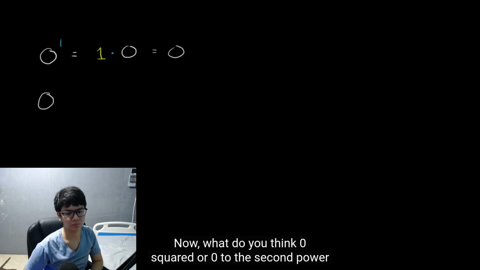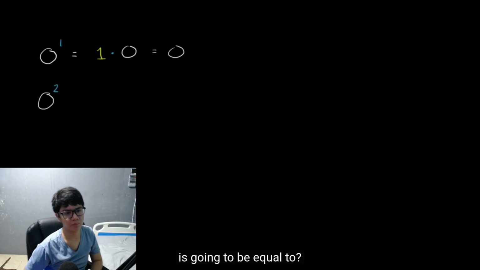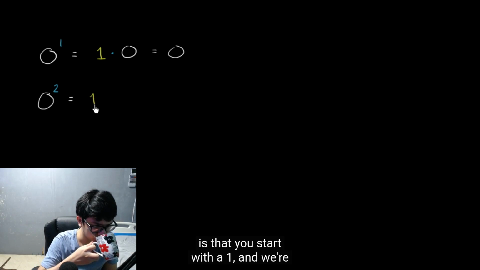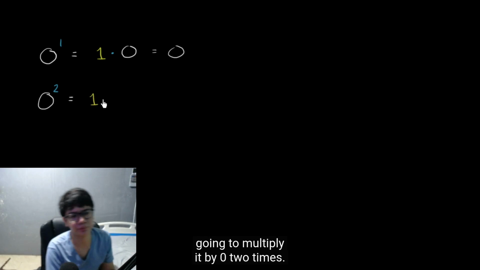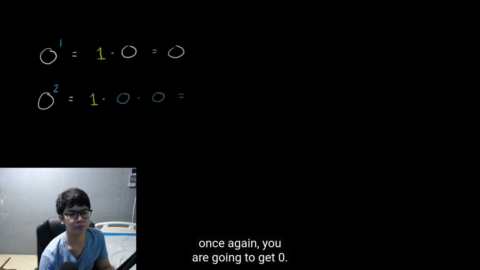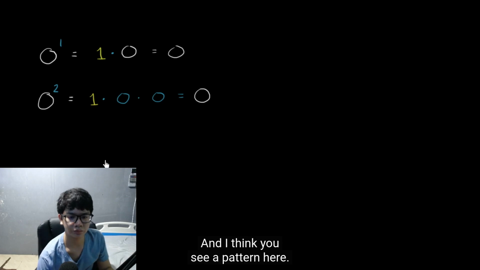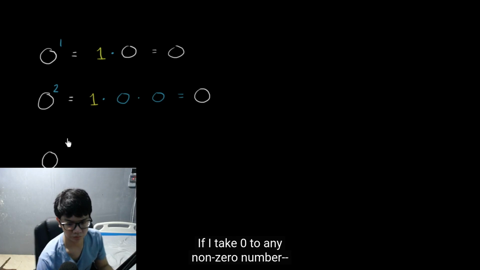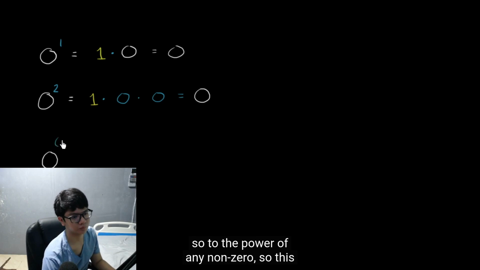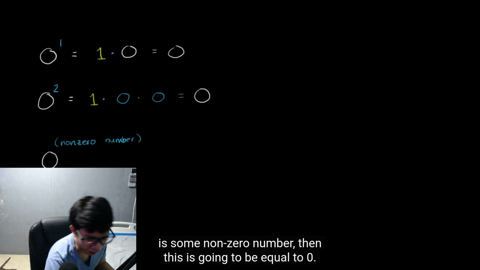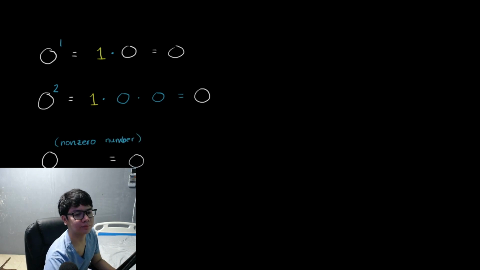Now, what do you think 0 squared, or 0 to the second power, is going to be equal to? Well, once again, one way of thinking about this is that you start with a 1, and we're going to multiply it by 0 two times. So times 0 times 0. Well, what's that going to be? You multiply anything times 0, once again, you are going to get 0. And I think you see a pattern here. If I take a 0 to the power of any non-zero number, then this is going to be equal to 0.